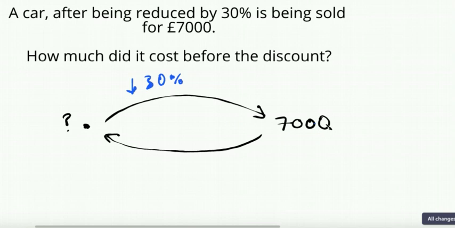And that gave us the new price of 7,000, which we know about. But we want to somehow get back to work out what the original price was. This can be done very easily by using the previous technique that we showed.